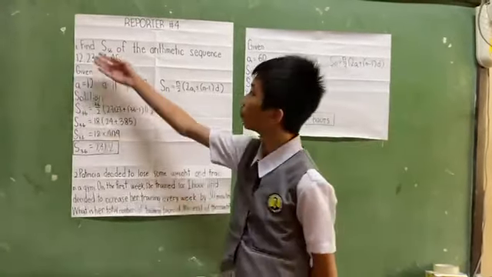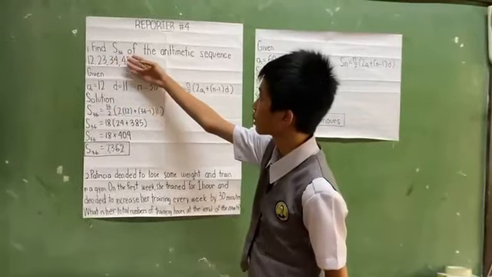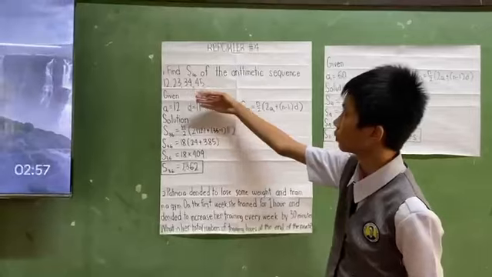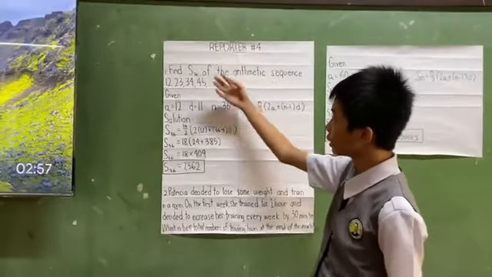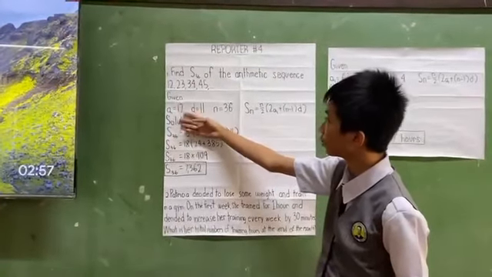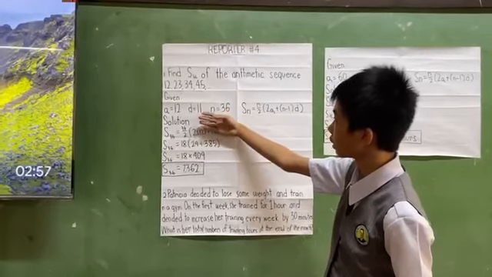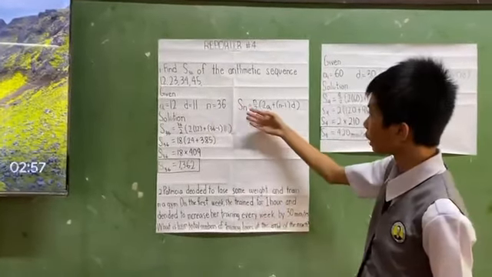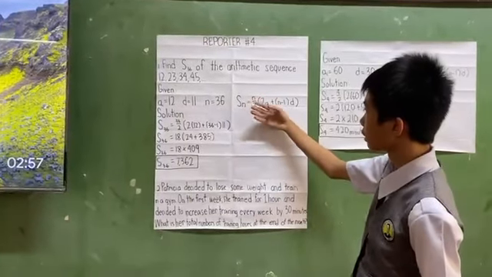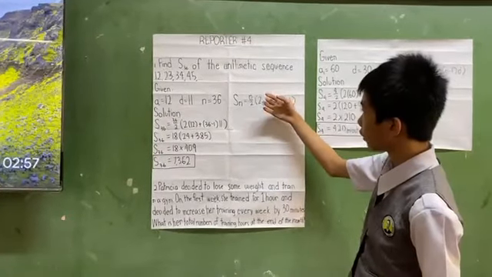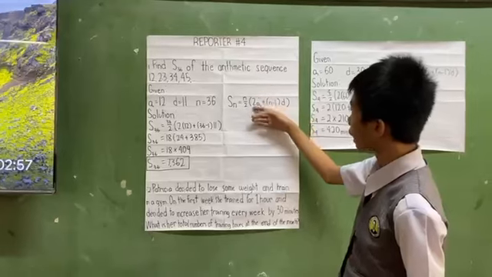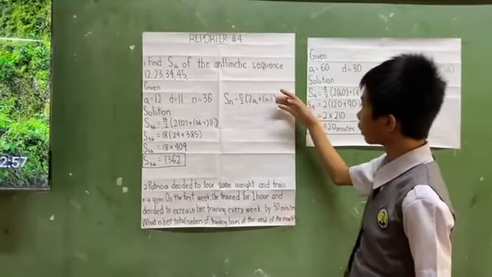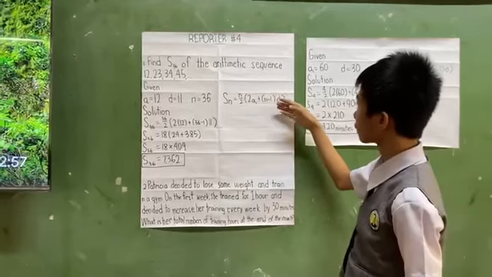Problem number 1. Find S of 36. The arithmetic sequence 12, 23, 34, and 42. Our given is a sub 1 is equal to 12. Our common difference is 11, and our n is 36. I use the formula S sub n is equal to n divided by 2 times 2a sub 1 plus n minus 1 times d.